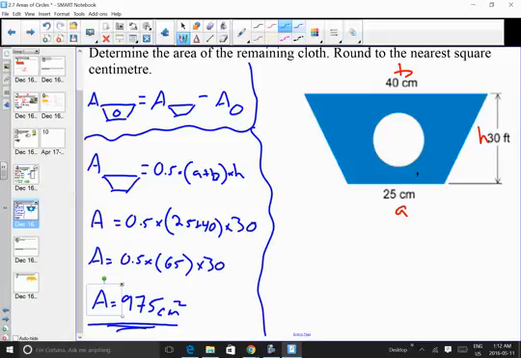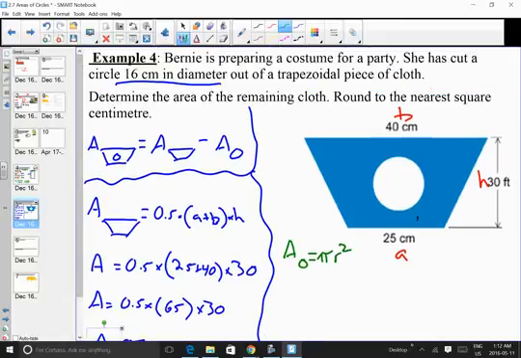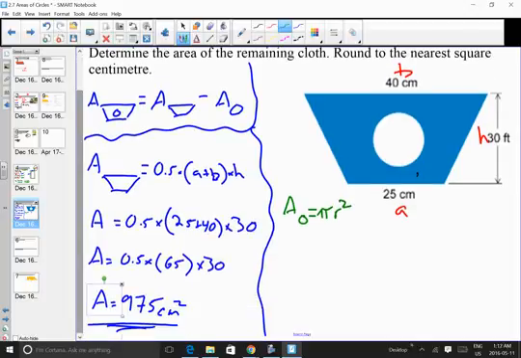Alright, now let's figure out the area of the circle. Remember, the formula was pi r squared. Now, what do we know about this circle? Oh, I already have it underlined. It is 16 centimeters in diameter. So if the diameter is 16, the radius is 16 divided by 2. Cut that in half, you get 8. So the area of the circle is pi times 8 squared.